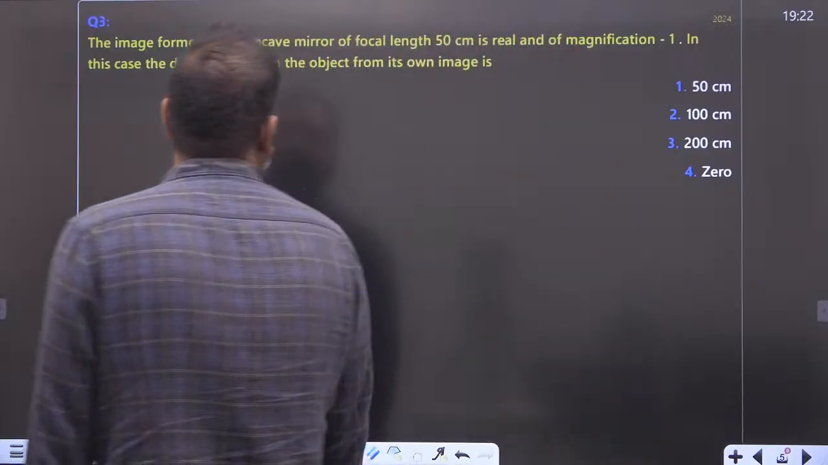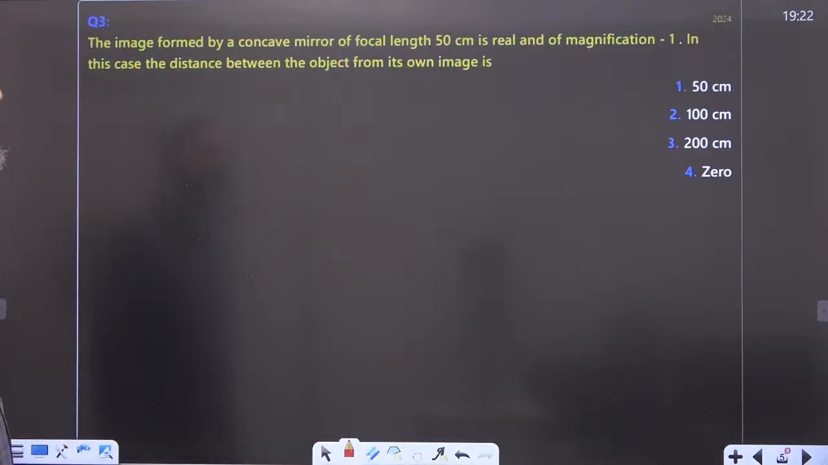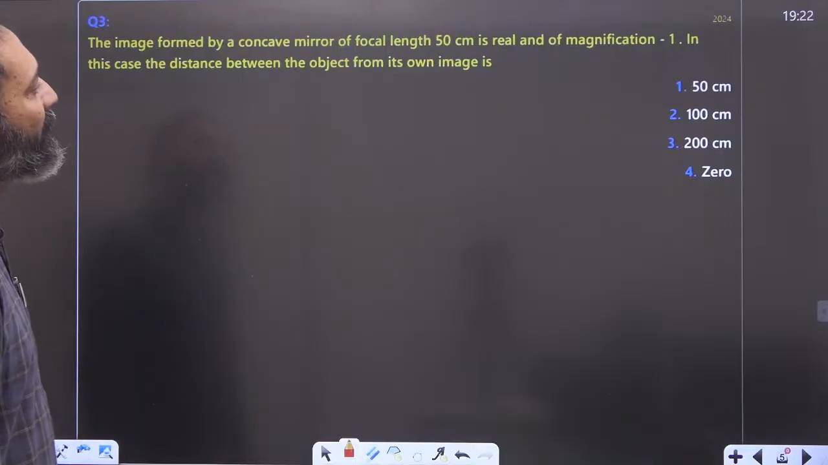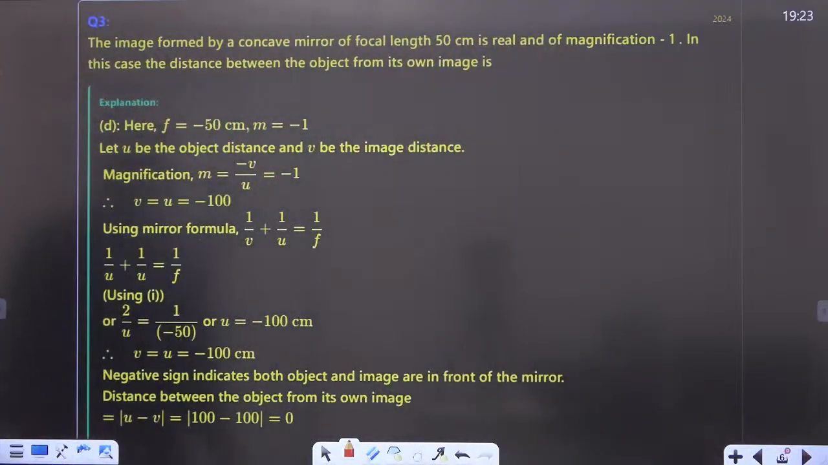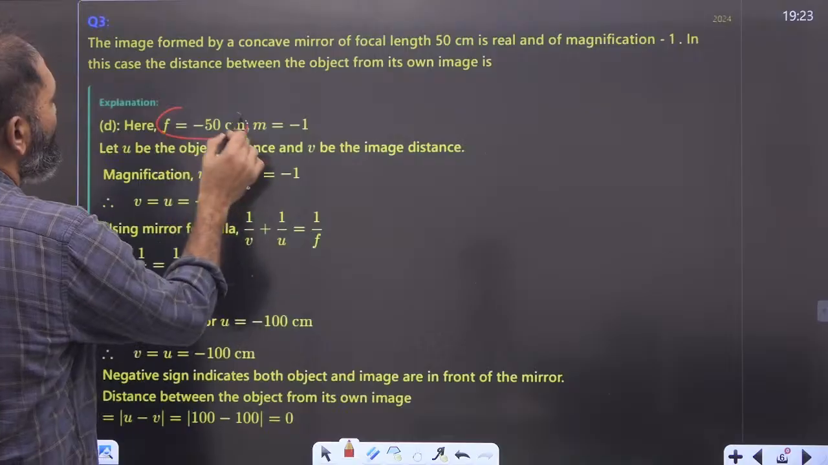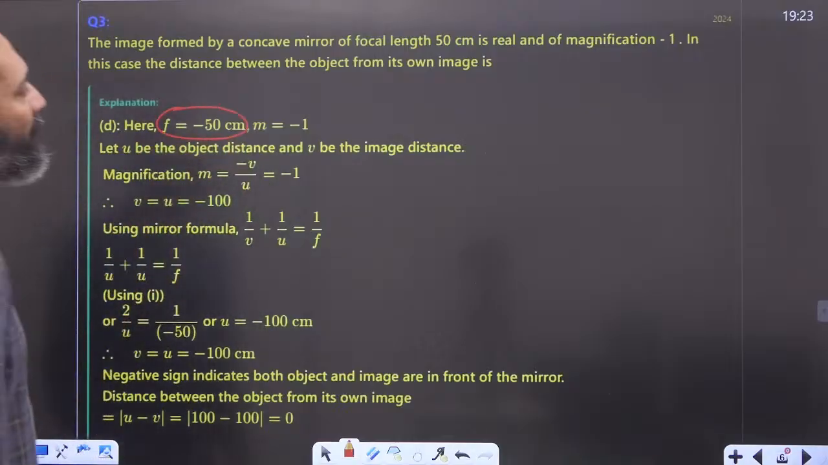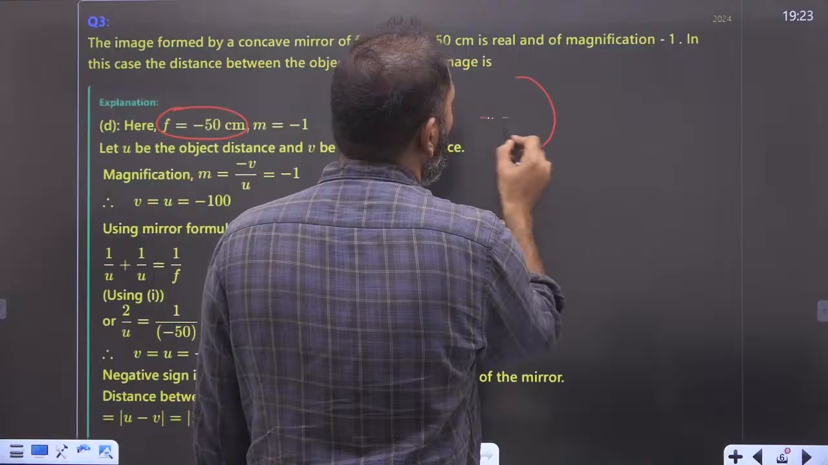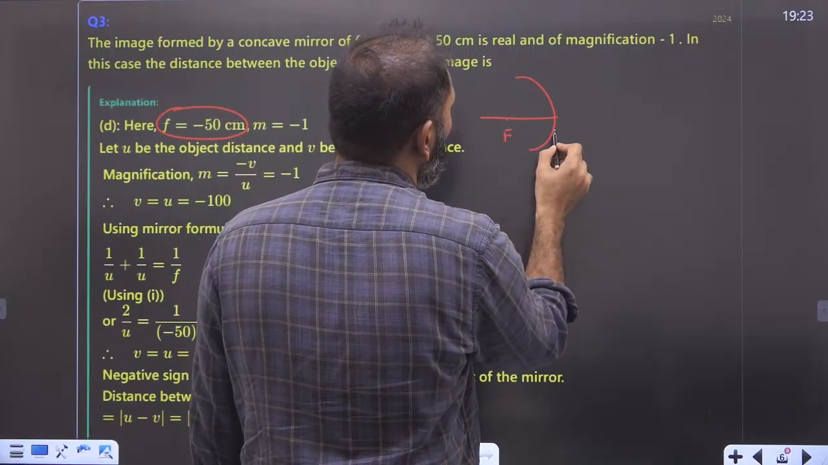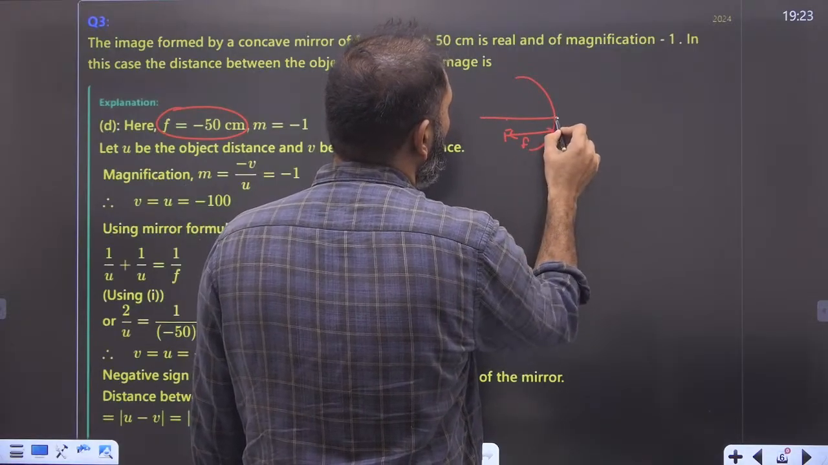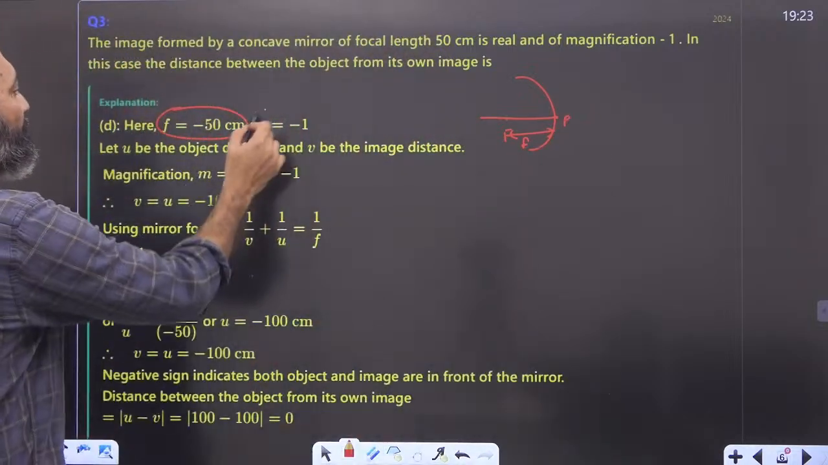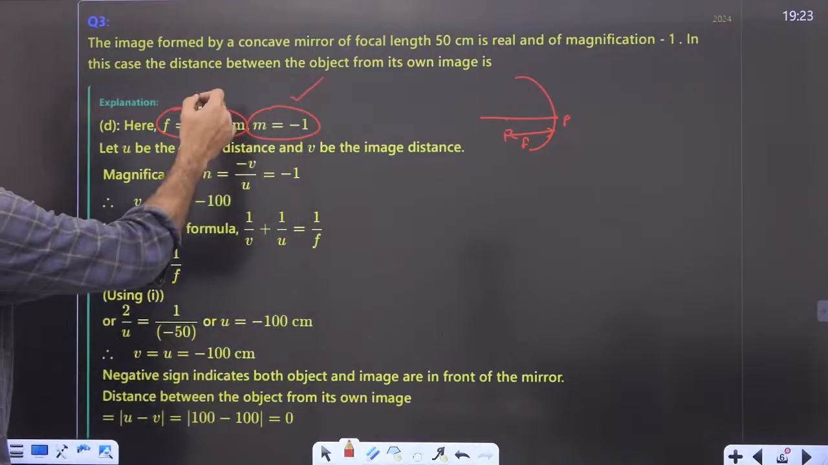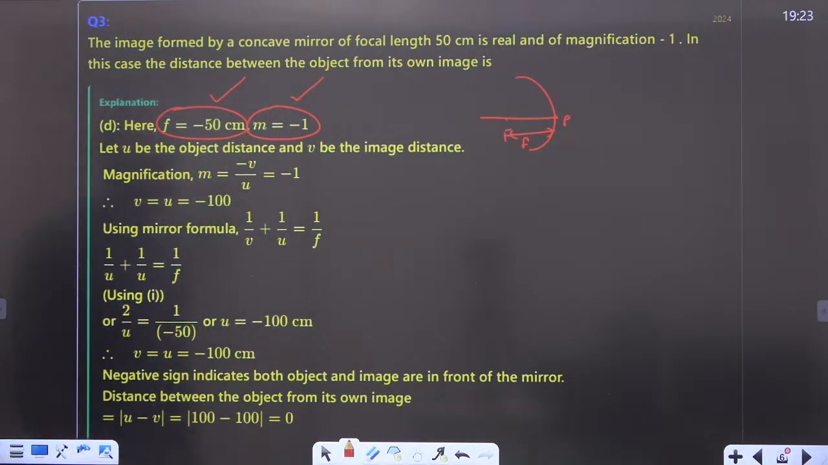The image formed by a concave mirror of focal length 50 cm is real and of magnification -1. In this case, we have to find the distance of the object from its own image. See here, focal length is what? 50 cm. Since it is a concave mirror, this is the principal focus, this is the pole, so this will be the focal length. Focal length is negative for a concave mirror. And what is the magnification? It is -1. Let u be the object distance and v be the image distance.